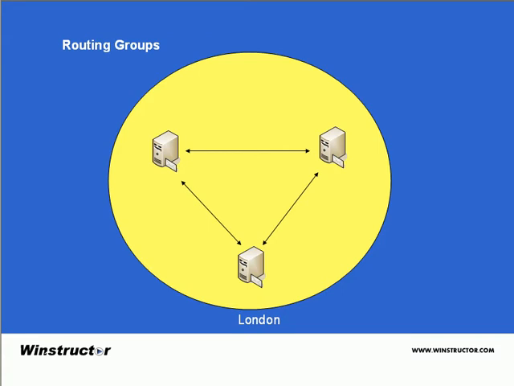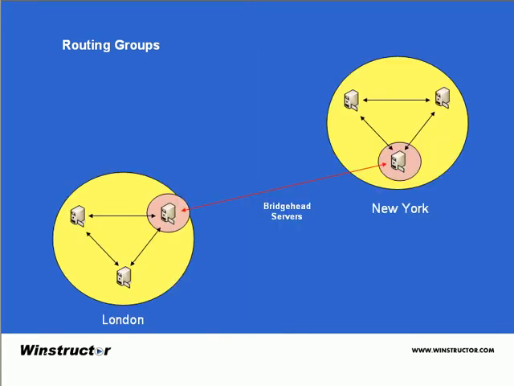Now within routing groups where the network speed is usually high, such as on the same local area network, all Exchange servers transfer messages immediately. In contrast, when transfer needs to occur between two routing groups over a slower link, then one server in each routing group is designated as a bridgehead server, and all communication between routing groups is sent via this server.